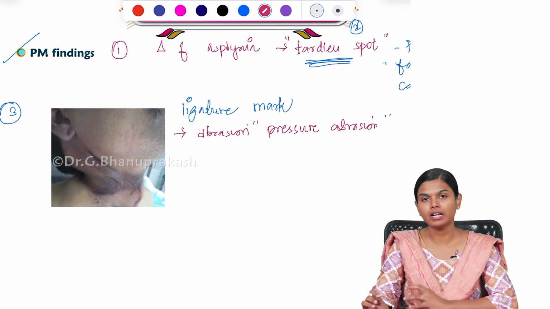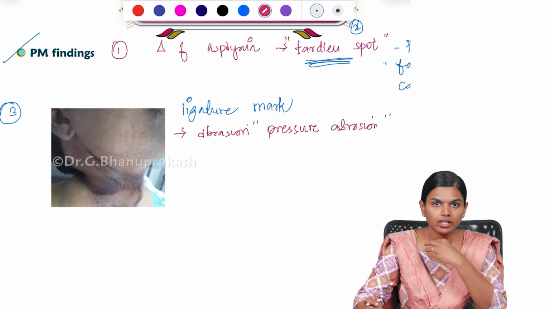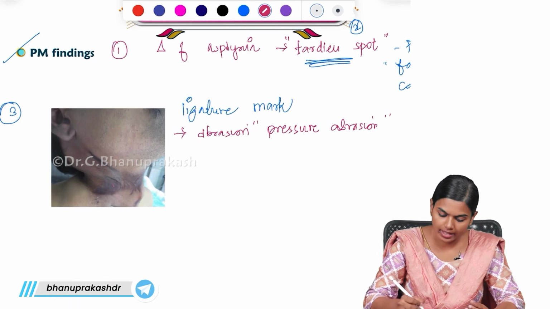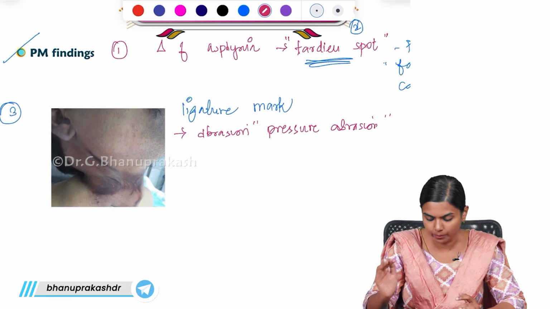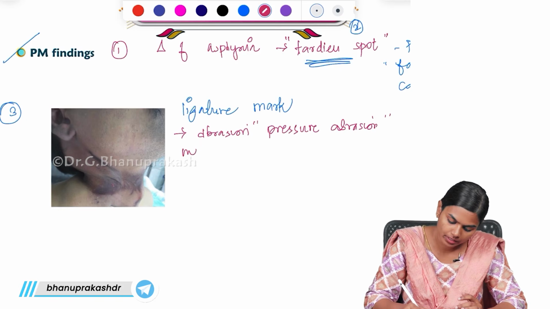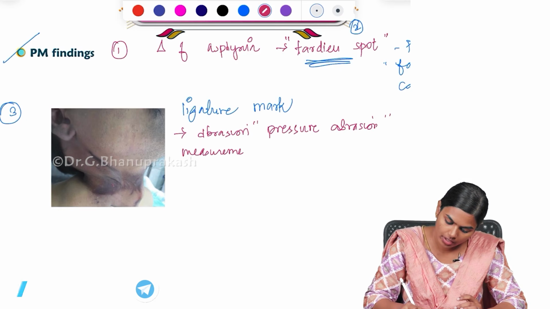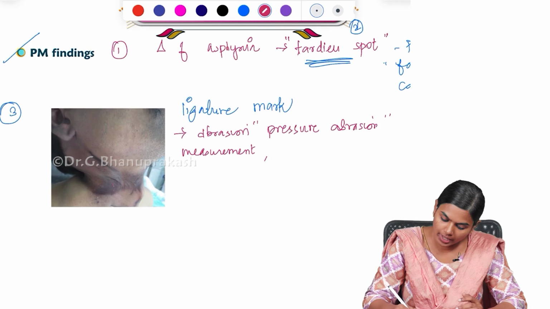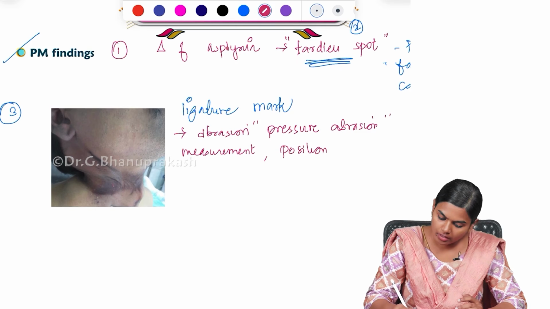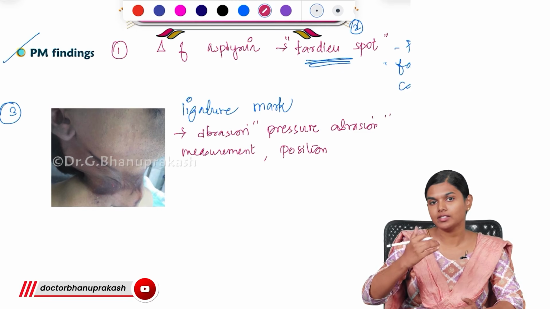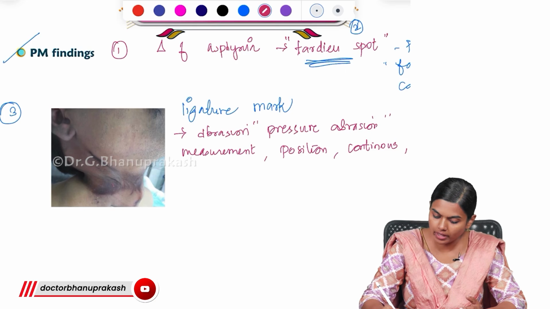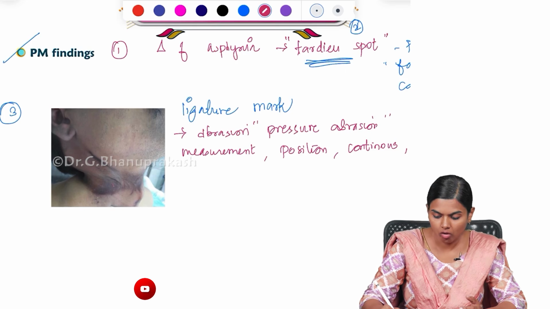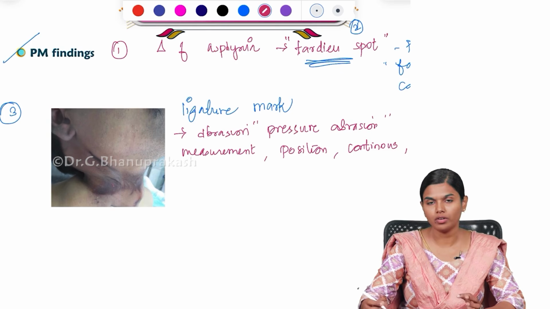So, this is nothing but an abrasion which is seen over the neck. And this ligature mark, whenever you come across the ligature mark, you have to explain the measurement. You have to explain the exact position, whether it is below the thyroid, whether it is above the thyroid, whether it is continuous or not, whether it is oblique or transverse. All these things you have to explain.